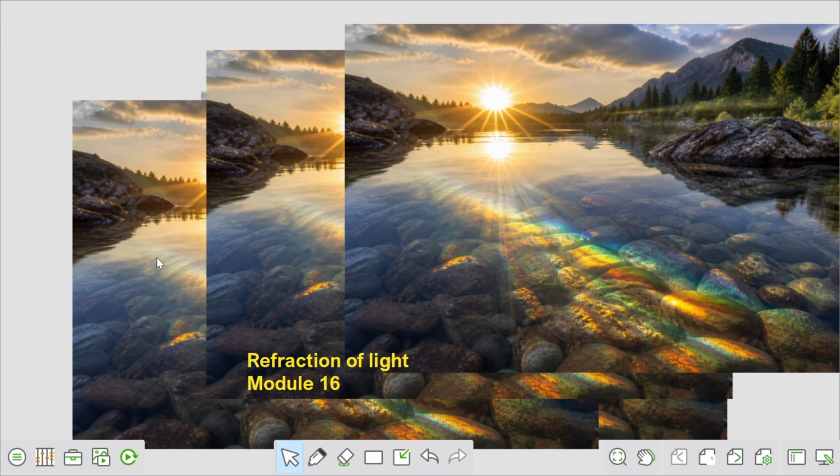So today I'm going to start with the 16th module of the light chapter. In our previous module we discussed what refraction is and what causes refraction. In this module we are going to learn more about refraction. Are you ready? Get ready with your pen and book and note down the important points.